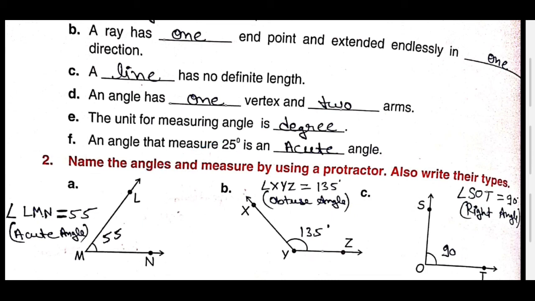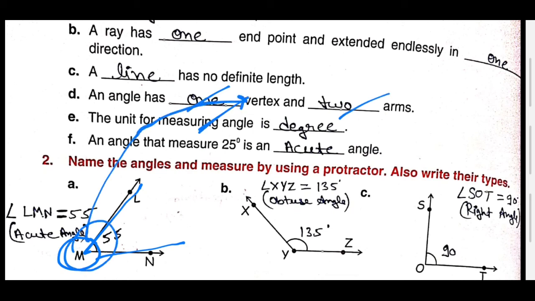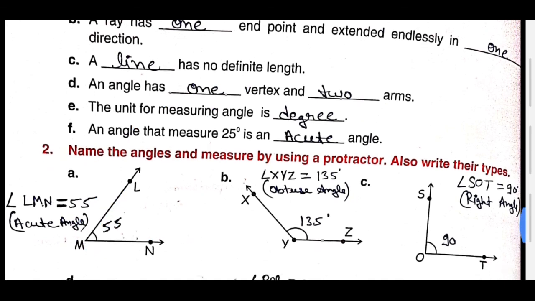An angle has one vertex and two arms. When you draw an angle, just see here, the angle is here, so it is known as what? Vertex, and these are known as arms. So they have one vertex and two arms. The common point is known as what? Vertex. So they have one vertex M and two arms, meaning ML and MN. They are the two arms. Arms means sides of the angle.